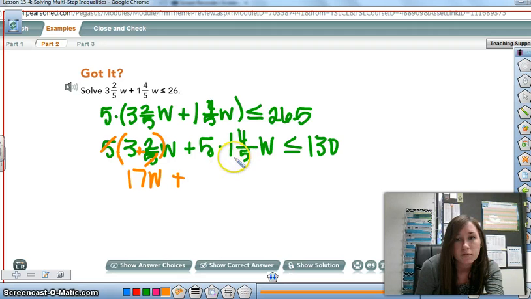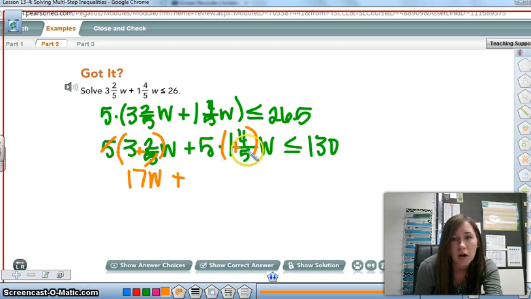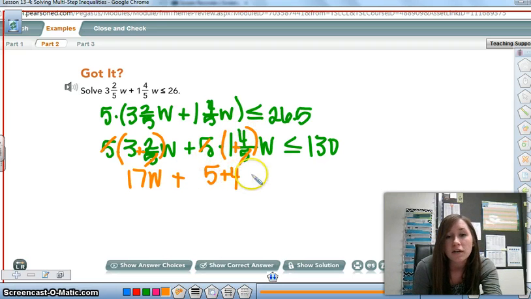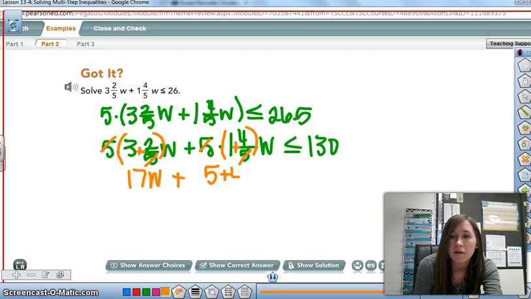Okay, so on this one, again, we're doing 5 times a mixed number. So we have to do 5 times the whole number part and 5 times the fraction part. 5 times 1 is 5. 5 times 4 fifths, that's when the 5's go away, and we just have 4. So we're doing 5 times 1 is 5. 5 times 4 fifths is just 4. So really we just get 9W here.